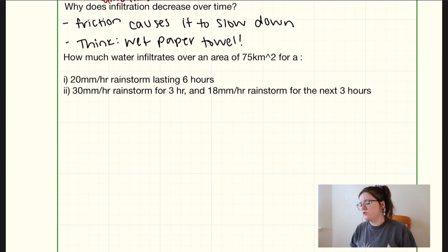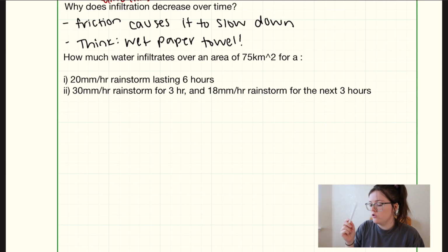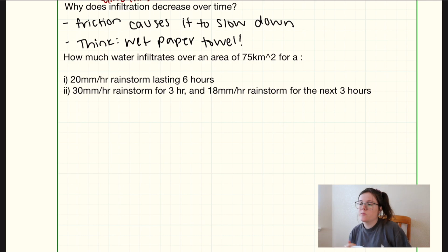How much water will infiltrate over an area of 75 square kilometers? We'll look at the first part first, which is a 20 millimeter per hour rainstorm that lasts 6 hours. Now, a constant flow for one period of time is our most simple example of a storm that we could look at. There is not a fluctuation in our millimeters per hour, but we'll take a look at this one to get our heads around how this works.